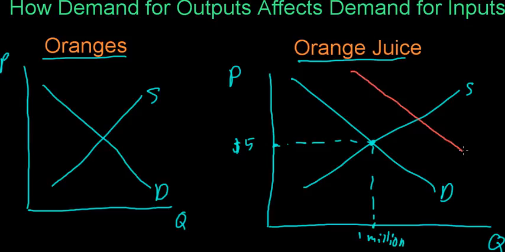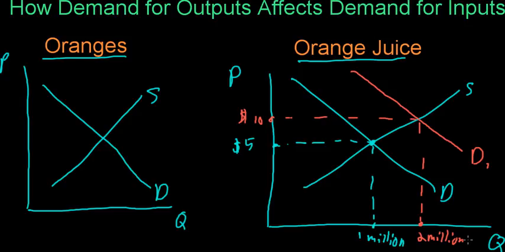So this is new. This is the demand one. And just like we did a long time ago, here is the price. We'll call that $10 now. Here is the quantity. We'll call it 2 million. And now what's going to happen in the market for oranges if the demand for orange juice went up and the quantity produced of orange juice increased?